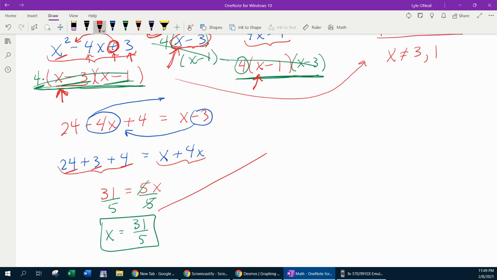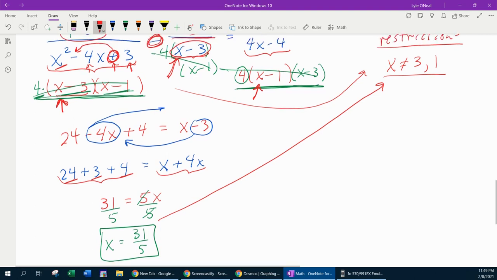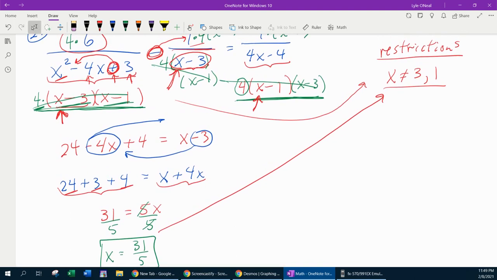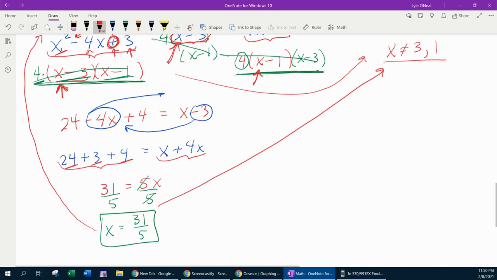And this answer that we got does not violate any of the restrictions, so it is a valid solution. And if you want to check and see if it is the exact answer, like make sure you didn't mess something up, you would need to plug that back into the original problem and check it.